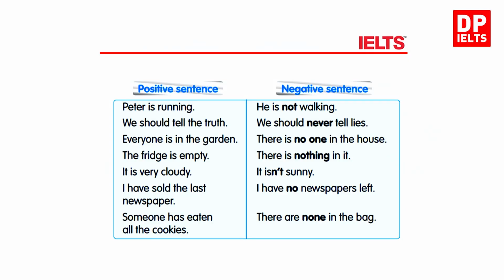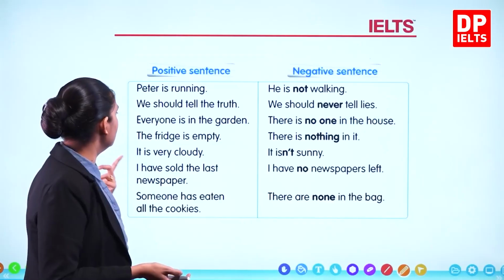Peter is running. Peter ஓடுகின்றார். பாசிட்டிவ் சென்டென்ஸ், ஒரு விஷயம் நடக்குது. நெகட்டிவ் சென்டென்ஸ், he is not walking. அவர் நடக்கவில்லை, அதாவது அவர் நடந்து போகல. ஸோ ஒரு நெகட்டிவ், அவர் நடந்து போறது இல்லைன்னு சொல்லப்படுகின்றது. We should tell the truth, பாசிட்டிவ், நாங்கள் உண்மை பேச வேணும், பாசிட்டிவ் சென்டென்ஸ். We should never tell lies, நாங்கள் ஒரு நாளும் பொய் சொல்லக்கூடாது, நெகட்டிவ் சென்டென்ஸ்.